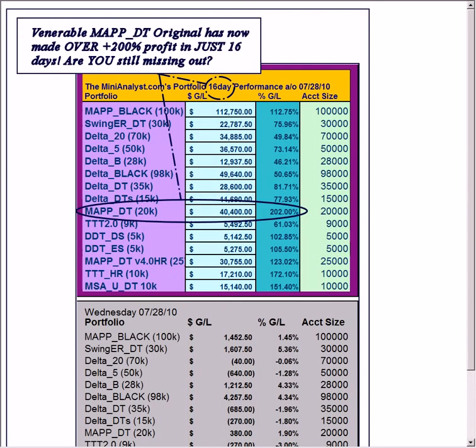And we're going to go ahead and look at how our portfolios have done. 200%, as mentioned previously, is the gain for our venerable MapDT. This, of course, is our original, very aggressive portfolio, with a very low amount of capital, $20,000. This trades quite a few lots. I believe it trades about 8 systems with maybe 2 lots apiece, roughly.